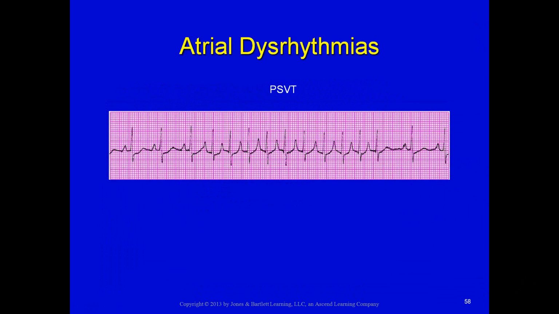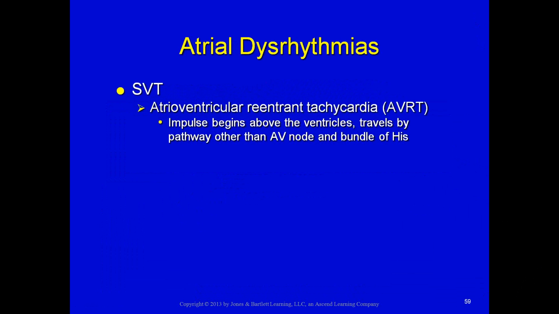Because you can see at the beginning of this strip, the rate is 300, 150, 100, rate's about 100, and then it starts to speed up, and there in the middle, the rate's about 300, 150, rate's about 150, 160, and then it slows back down. So this would be paroxysmal supraventricular tachycardia.